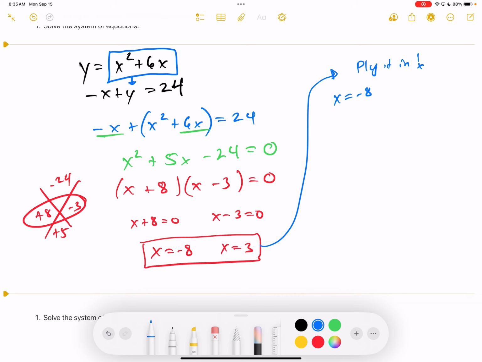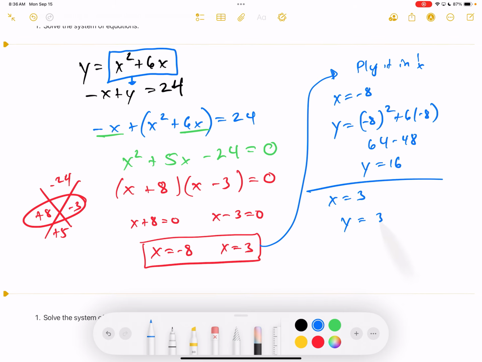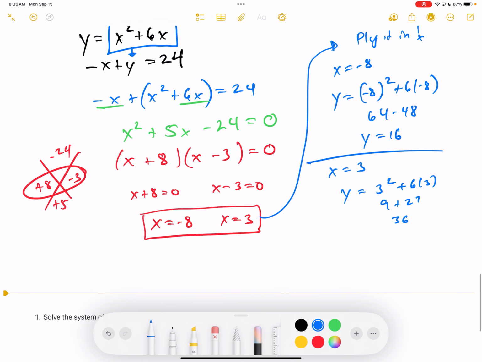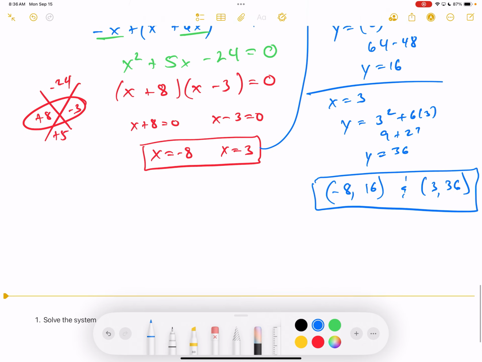So to plug in x equals negative 8, I'm going to plug it into the top one. Negative 8 squared plus 6 times negative 8 would be 64 minus 48, which is 16. And then plug in a 3. That would be 9 plus 27, which is 36. So I have 2 intersection points here, because I got 2 different answers.